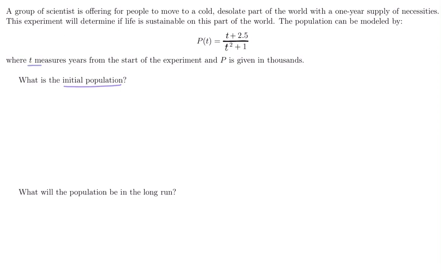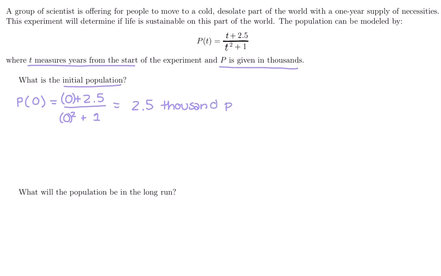I want to keep in mind that T is measured in years from the start of the experiment, and P is given in thousands. So if we get an answer of 1, it doesn't mean only one person signed up. It means 1,000. So initially, we can just plug in what is the initial population. We're going to replace those t's with 0, so we'll have 0 plus 2.5 over 0 squared plus 1. So replacing our t's with 0, we're going to get 2.5 divided by 1, which is 2.5. And remember, this is 1,000 people. So initially there's 2.5 thousand people.